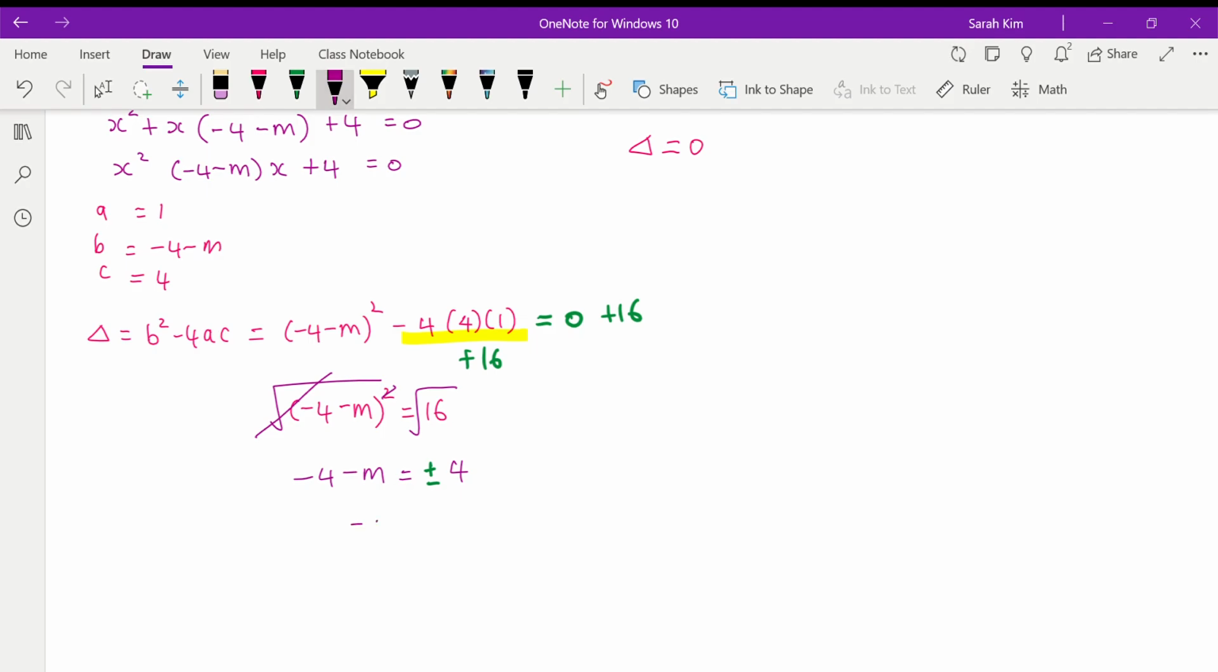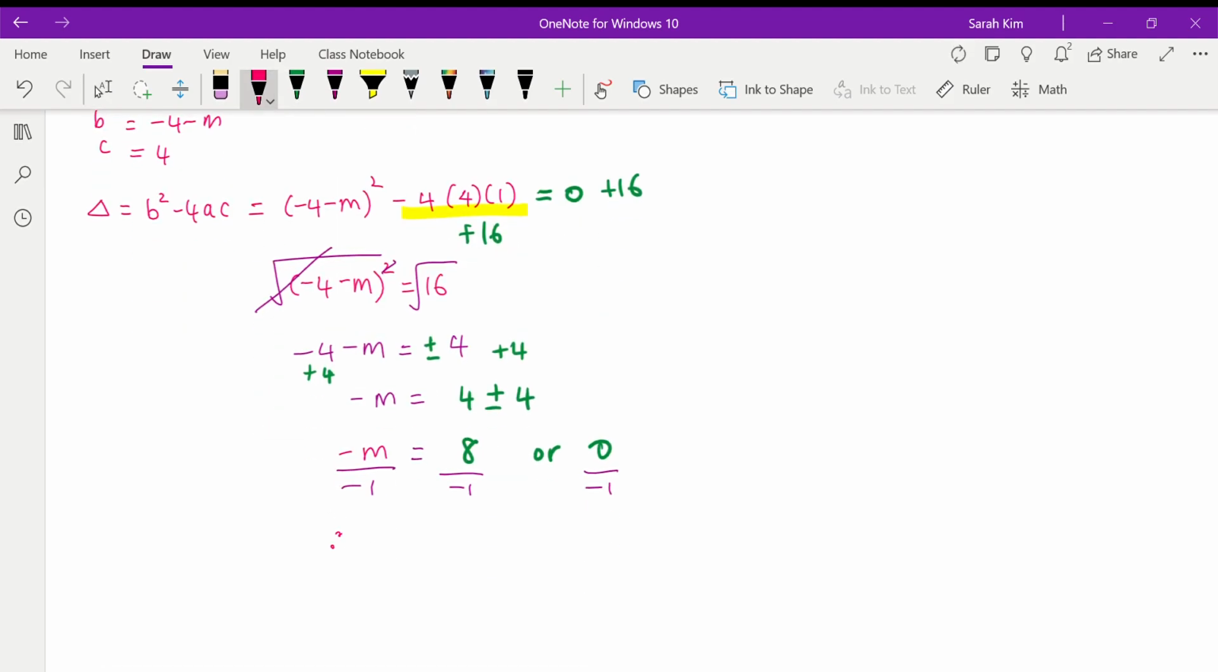So my minus m will be, now I need to add 4 to both sides. So you can write 4 plus or minus 4, so there are two options. So let's find those two answers. It's going to be 4 plus 4, which is 8, or 4 minus 4, which is 0. That's negative m, so if I divide both answers by negative 1, it should just change the sign of my first one. So therefore my m must be negative 8 or 0, which is my answer.